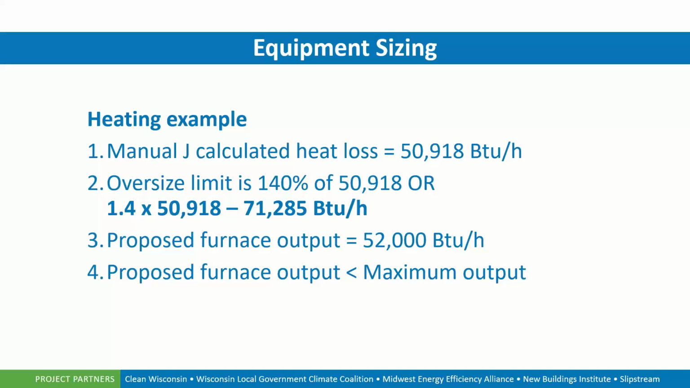So our proposed furnace is a 52,000 BTU per hour output. So it would just barely cover the requirement. We'd have an additional 1,000 BTUs. So we could bump up to the next size, provided it wasn't over 71,000 BTUs. But this furnace, by the Manual J calculation, would cover the required heat loss based on the maximum output of that unit. Keep in mind, you can oversize by that 40% up to that next nominal size.